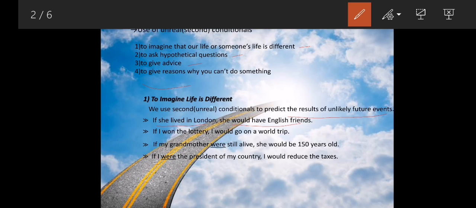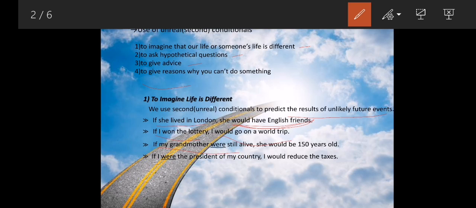And look at the main clause. This is our main clause. The result clause or the main clause suggests what would be different or tells us that we are imagining the results, okay? She's not living in London, but let's imagine if she lived in London, okay? If I won the lottery, I would go on a world trip. I didn't win the lottery. As a matter of fact, it is unlikely to win the lottery. But let's imagine the impossible results, okay?